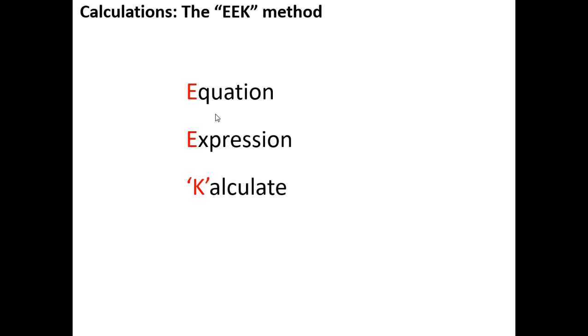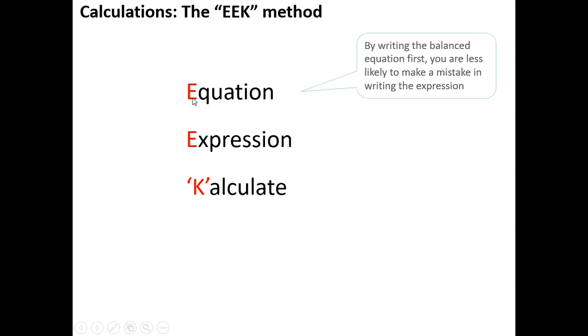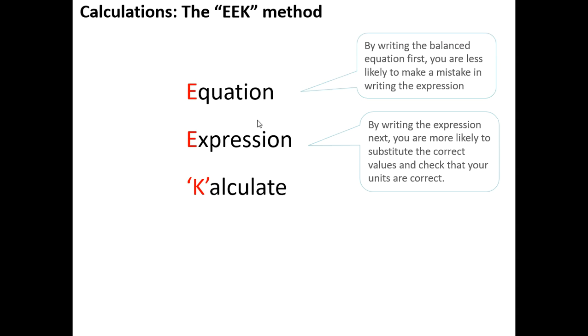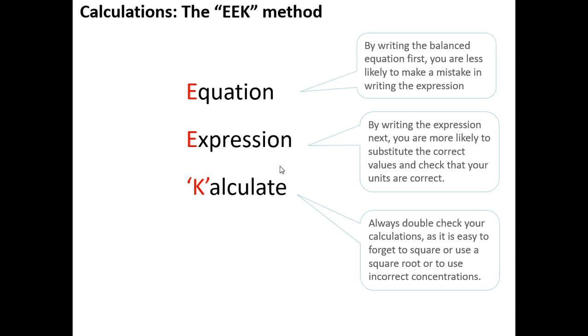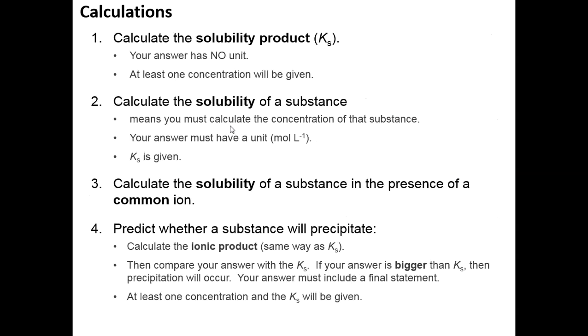So what is this EEC method? E for equation. So write the balanced equation first. That means you're going to make fewer mistakes when you write the expression, which is the Ks is equal to, and you write the expression, and then you do the calculation. And always double check the calculation. And it's helpful to know that the EEC is in alphabetical order of equation, expression, calculation, so that it's easy to remember the order. Now, there are 4 types of calculations you need to know for the 91392 standard.